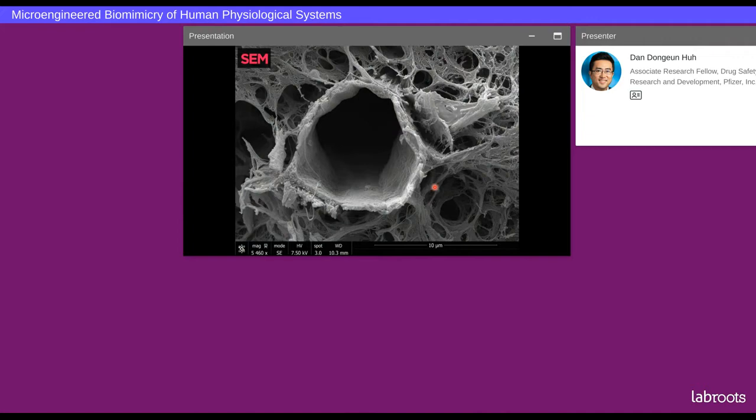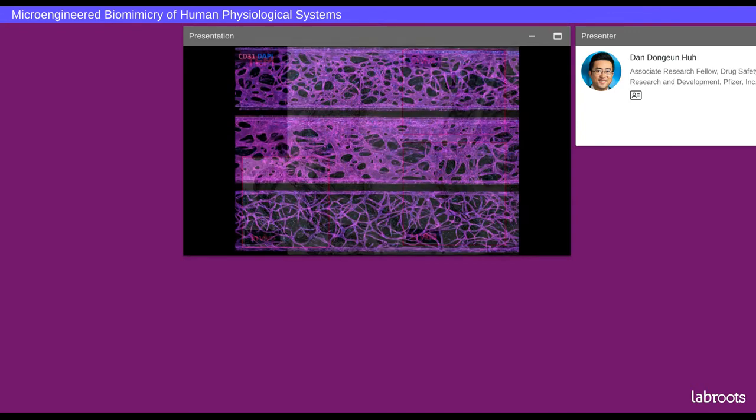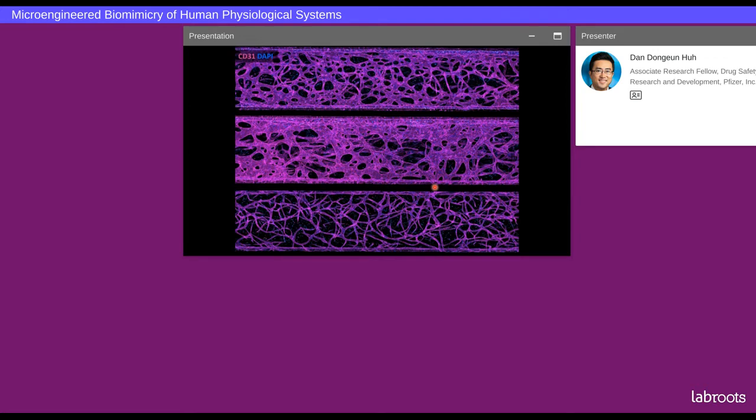This is a scanning electron micrograph of a single microvessel in the hydrogel scaffold. We can do TEM. This is a TEM image of a single capillary, which is very similar to in vivo vessels. We also have the ability to tune the architecture of these blood vessels. Depending on how many cells you put in and how stiff the gel is, these are all the same type of endothelial cells, but they show very different architecture during culture.